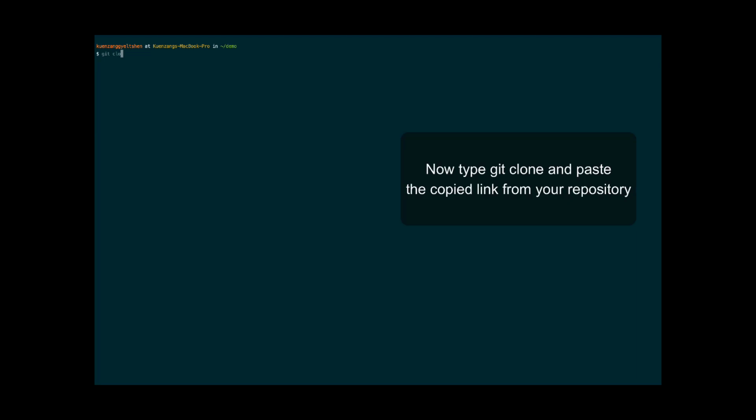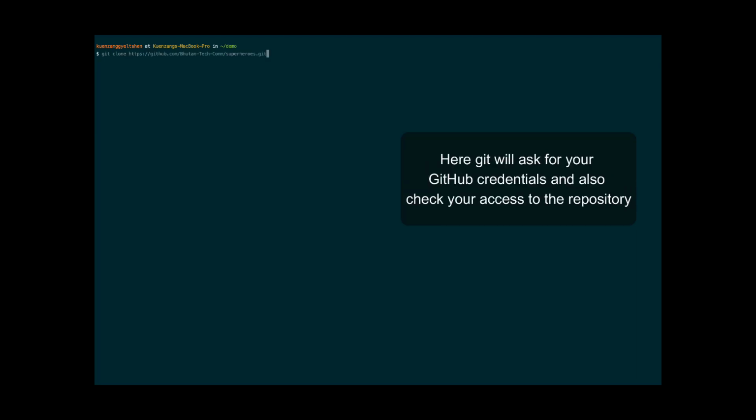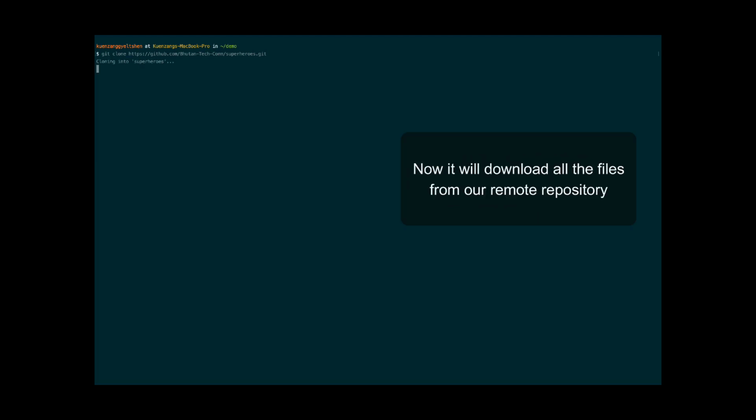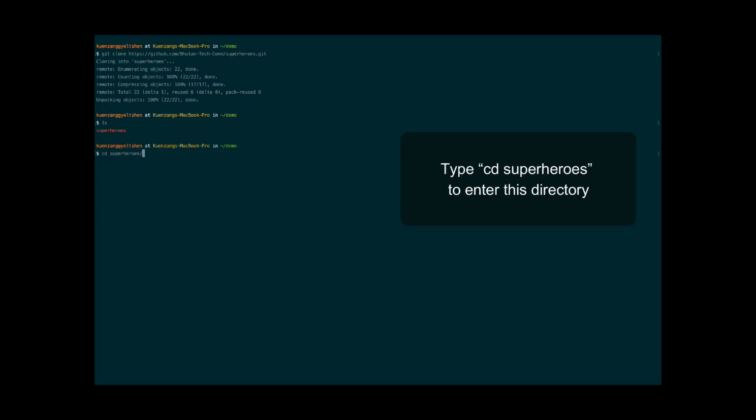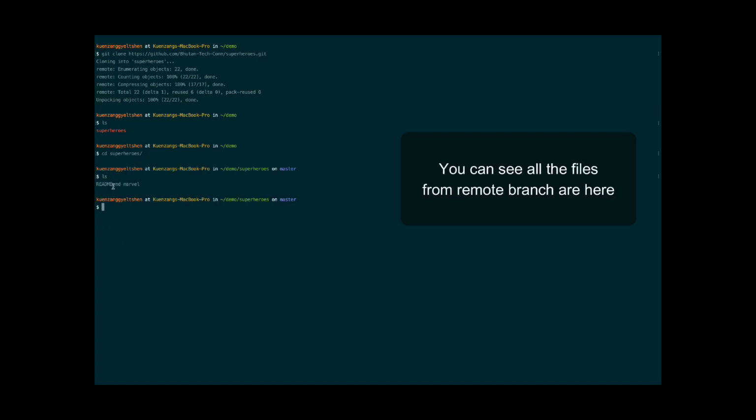Now type git clone and paste the copied link from your repository. Here Git will ask for your GitHub credentials and also check your access to the repository. I've already logged into my account, so I can skip this step. Now it will download all the files from our remote repository. If you type ls, you can see the superheroes directory. Type cd superheroes to enter this directory and you can see we are on master branch. You can see all the files from remote branch are here.